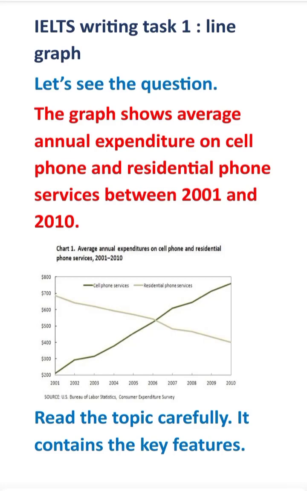IELTS Writing Task 1 line graph. Let's see the question. The graph shows average annual expenditure on cell phone and residential phone services between 2001 and 2010. Read the topic carefully. It contains the key features. Here I have inserted one question. Please have a look because the topic contains the key features.